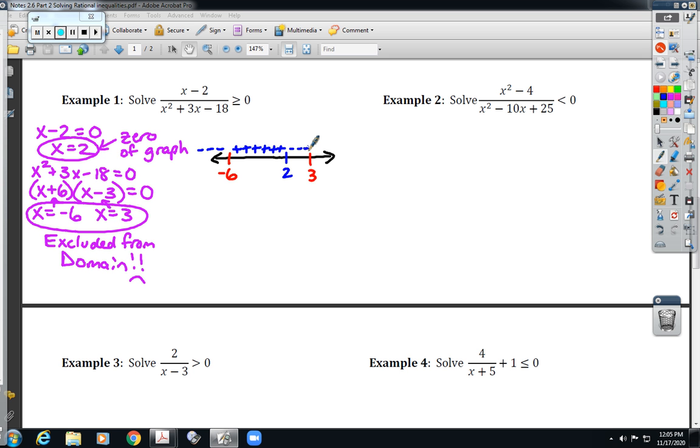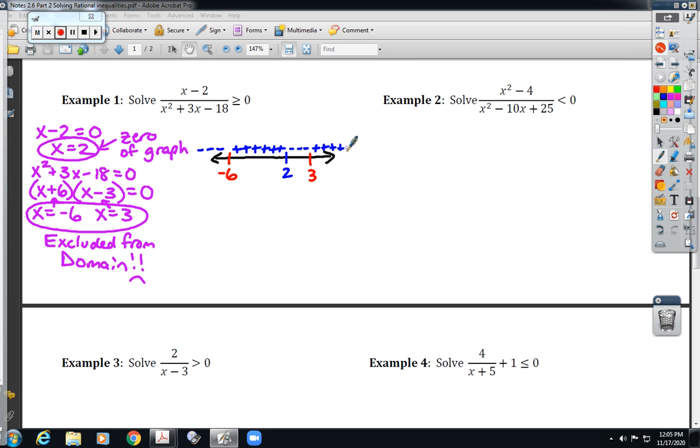Finally, we need one number greater than 3. Doesn't matter what we pick. 5 works. Plug in 5. 5 minus 2 on top would be positive. 5 squared plus 3 times 5 minus 18 is positive. So we have a positive divided by a positive, which is positive.